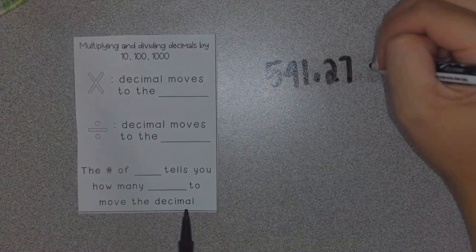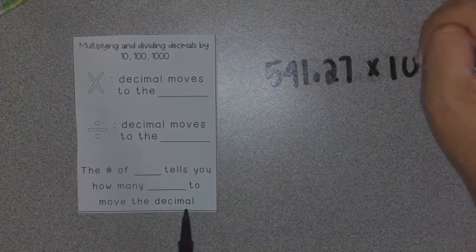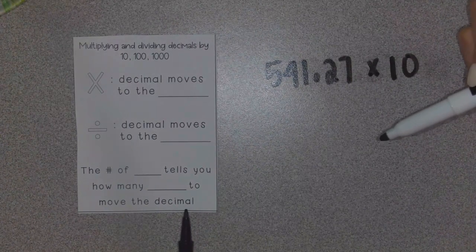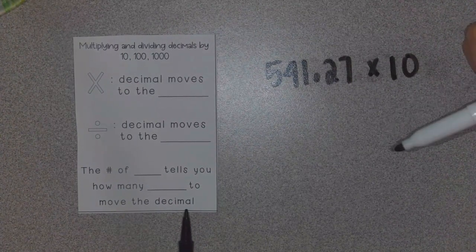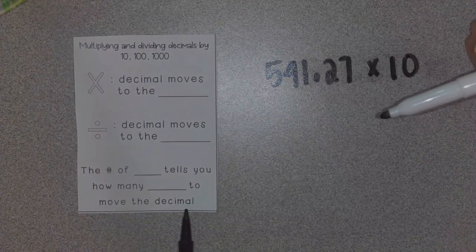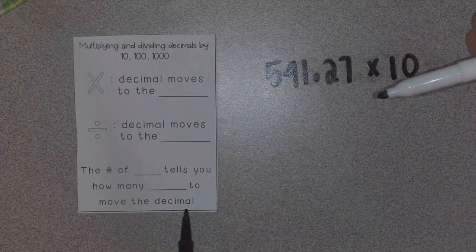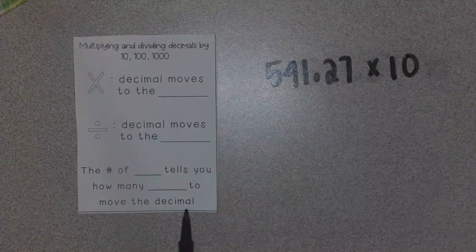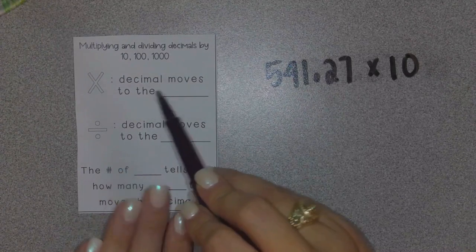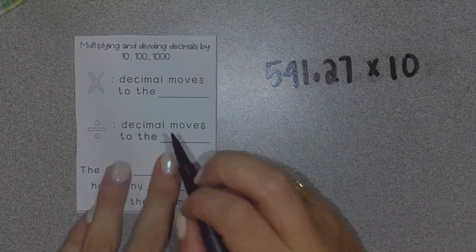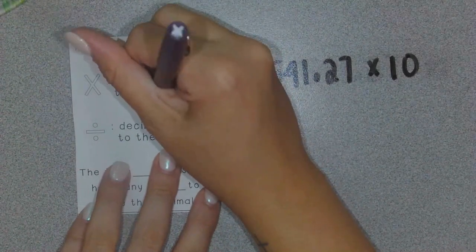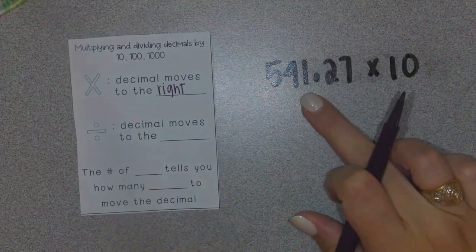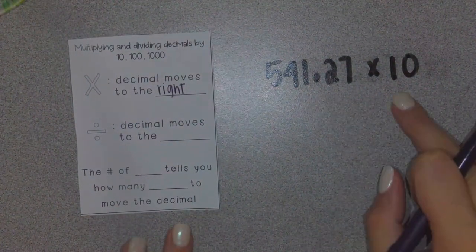So let's say that I wanted to take this number and multiply it times 10. Sure, I could set up my multiplication problem and solve it, but the whole point is we're going to learn the Smith Super Secret Math Hack, so you don't have to set up a multiplication problem. You're able to tell what the answer is by doing one simple thing. When you multiply, your decimal is going to move to the right.